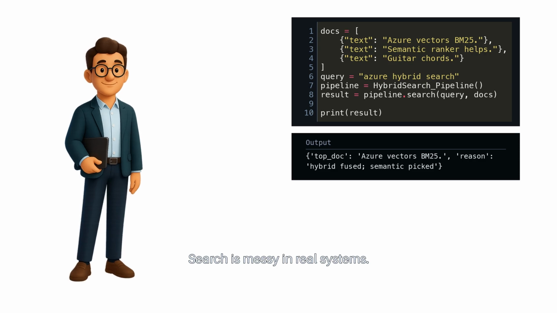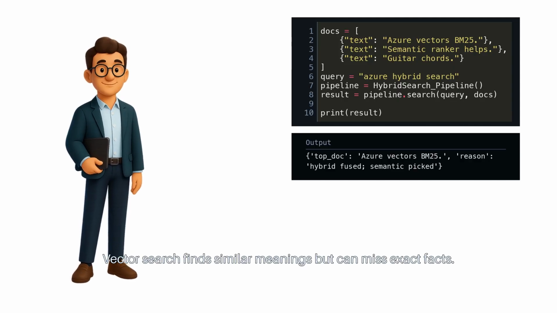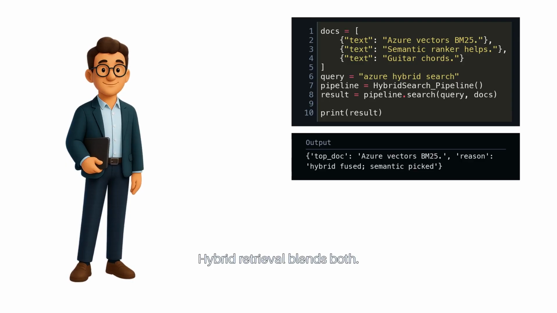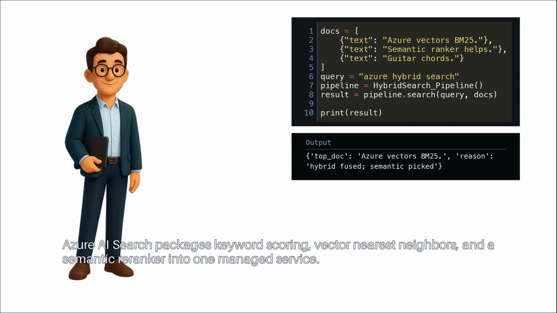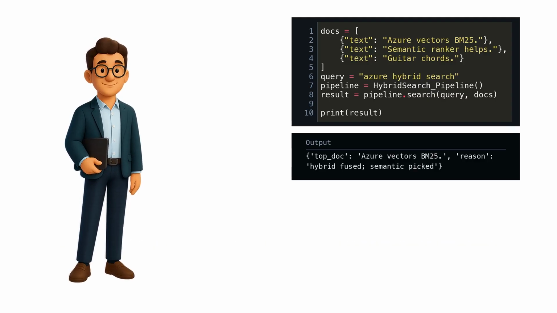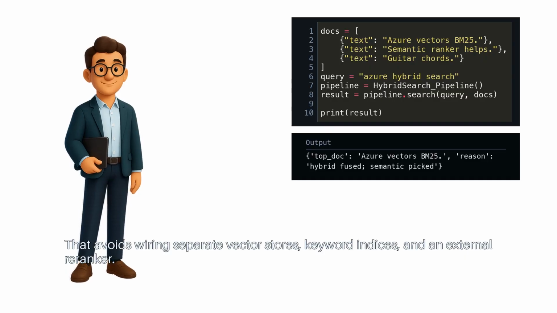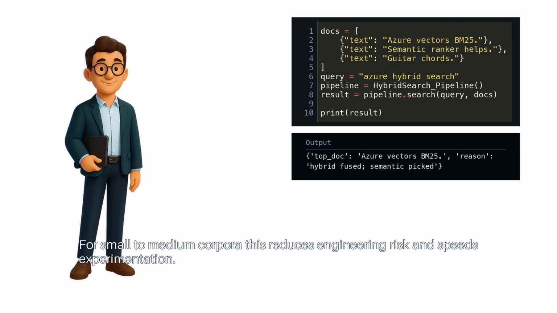Search is messy in real systems. Keyword search finds literal matches fast. Vector search finds similar meanings but can miss exact facts. Hybrid retrieval blends both. Azure AI Search packages keyword scoring, vector nearest neighbors, and a semantic reranker into one managed service. That avoids wiring separate vector stores, keyword indices, and an external reranker. For small to medium corpora, this reduces engineering risk and speeds experimentation.